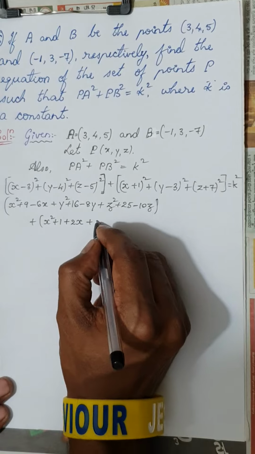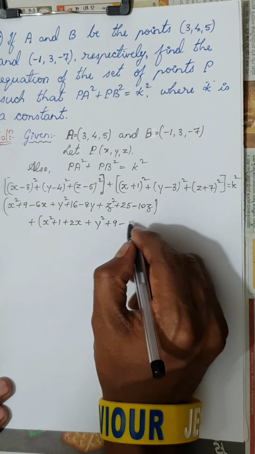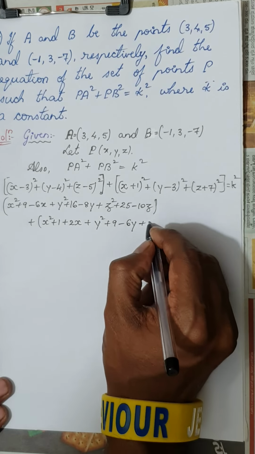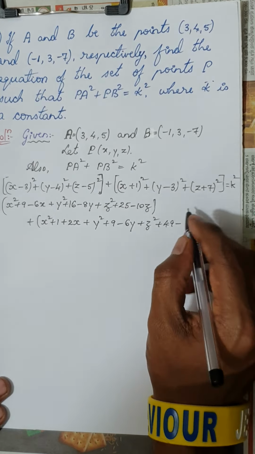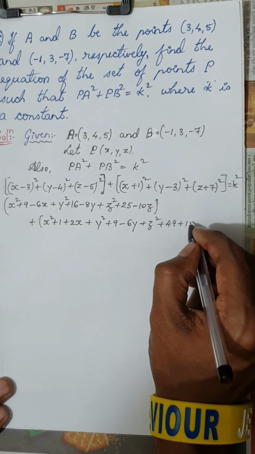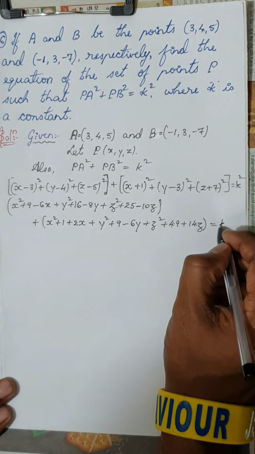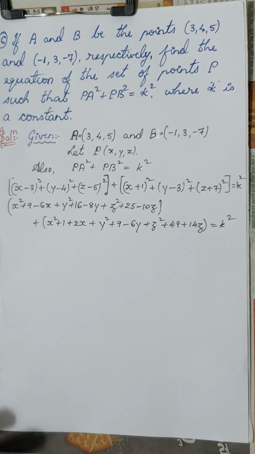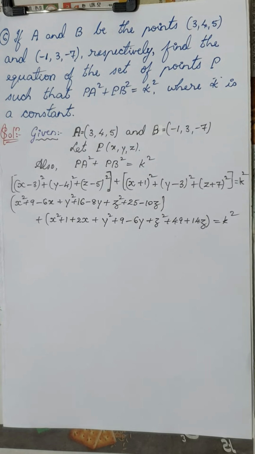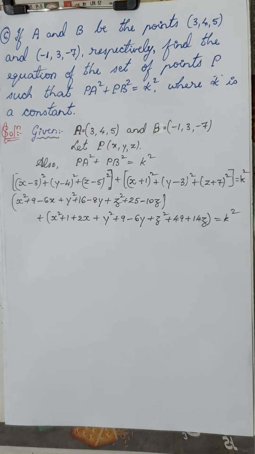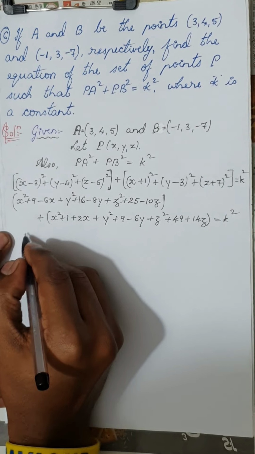Okay, plus y square plus 3 square is 9, minus 3 2s are 6y, plus similarly z square plus 7 7s are 49 plus 7 2s are 14z. This is equal to k square. Did you understand? I have done nothing, just using either a minus b whole square or a plus b whole square, I have simplified it.